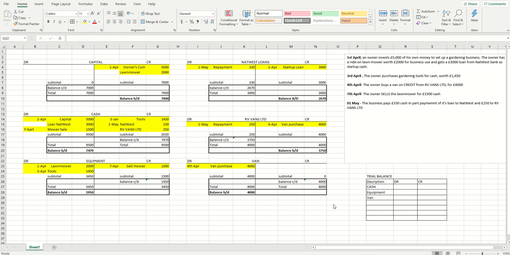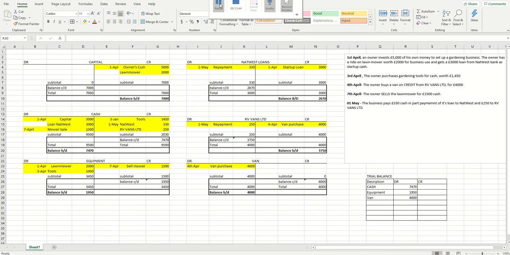So we'll record the debit balances first, and I can use a spreadsheet to link to the balance brought down figure, so there's no chance of me making a typo. So cash, the final balance of the cash ledger was 7470. The final balance of the equipment ledgers was 1950. And the final balance of the van ledger was 4,000. I can now record the debits.